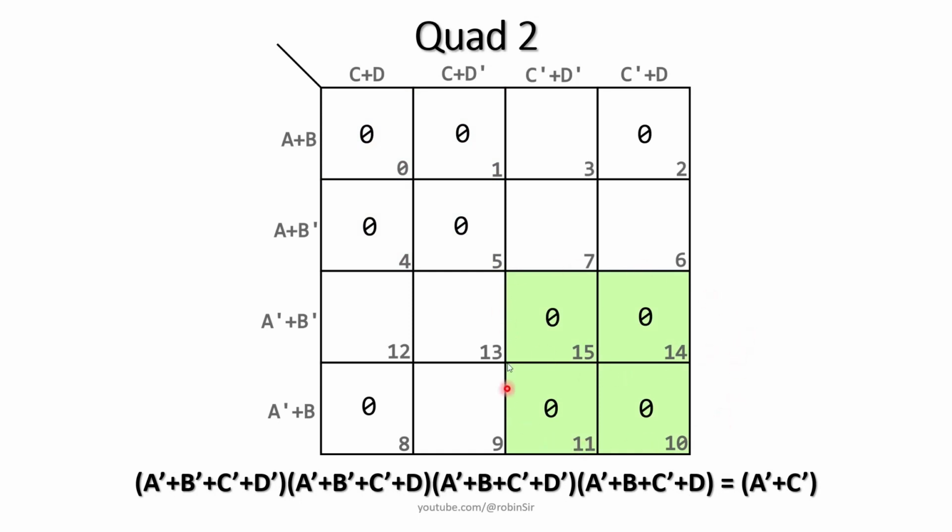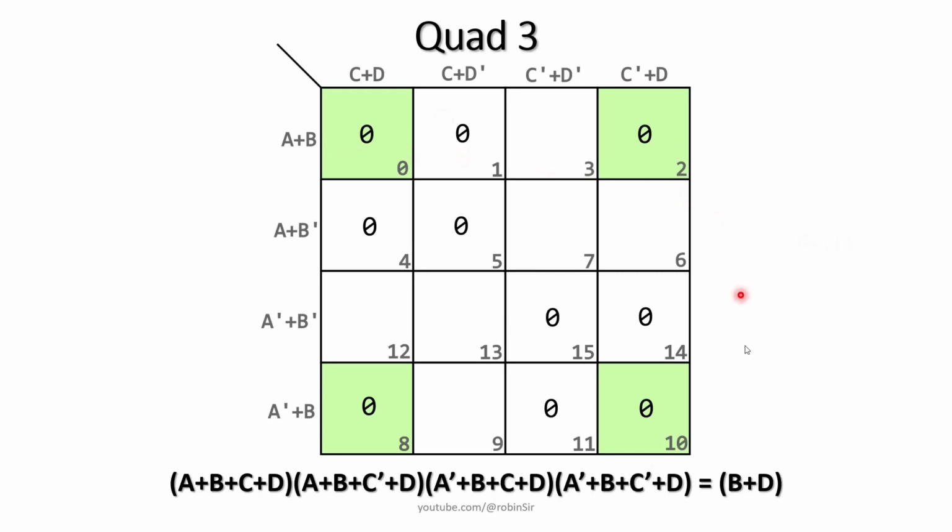This is another quad that is possible. Here again we are writing down the POS, and we see that A0 and C0 are the 2 variables which are not changing, which remain the same throughout this expression, and that's why the reduced term is A0 plus C0. And we know that in quads always 2 variables are removed. We had earlier 4 variables and now we are left with 2 variables.